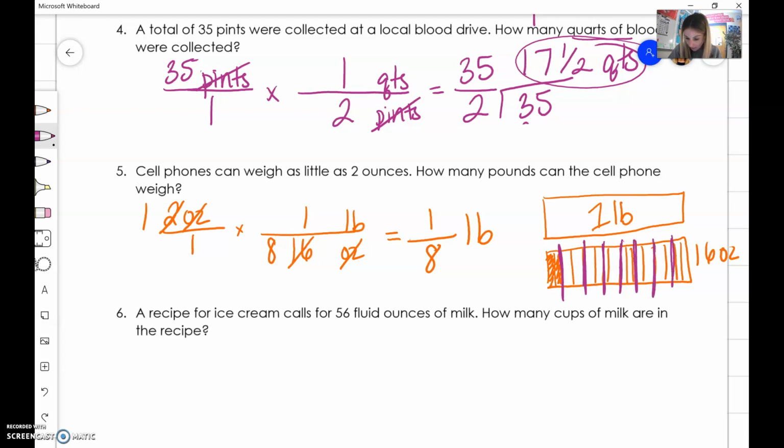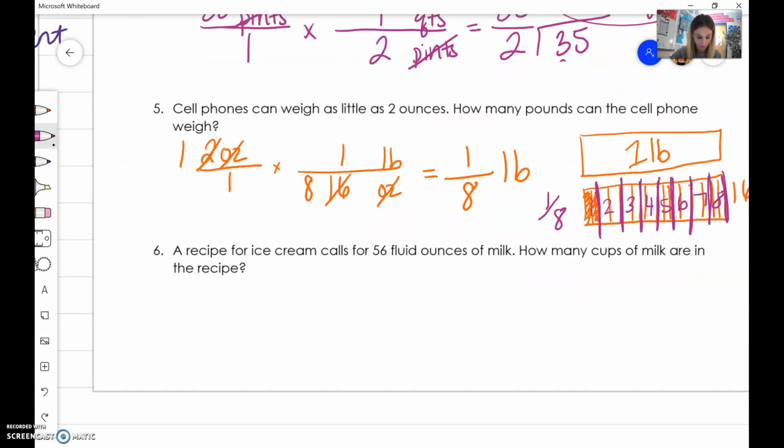It's pretty sloppy, but kind of gives you an idea of why it can be a fraction. That is 1/8, because here's 1, 2, 3, 4, 5, 6, 7, 8. 2 of those ounces are 1/8 of the whole pound in ounces. Okay? You do not need to write that down. That was just for your information.